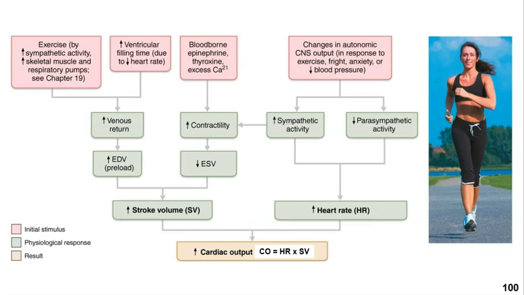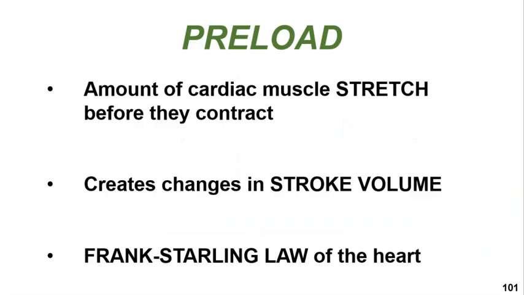So let's take a look at preload and how this works for just a moment. The preload is determined by the volume of the blood in the heart before it contracts, specifically in the ventricles before they contract. A greater volume of blood in the ventricles means that the muscle is much more stretched out prior to contraction. The volume of blood in the atria or in the ventricles prior to the contraction of either of those chambers is going to influence the stroke volume, which leads us to a law of the heart called the Frank-Starling law of the heart, which is simply the relationship between the preload, or the end diastolic volume, and the stroke volume.